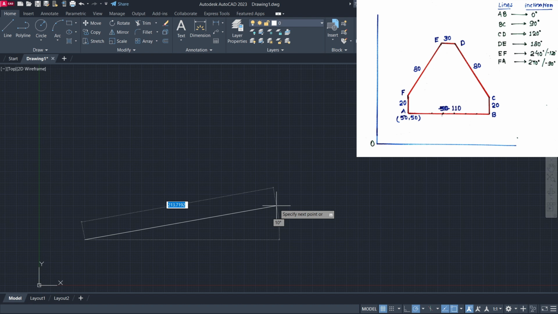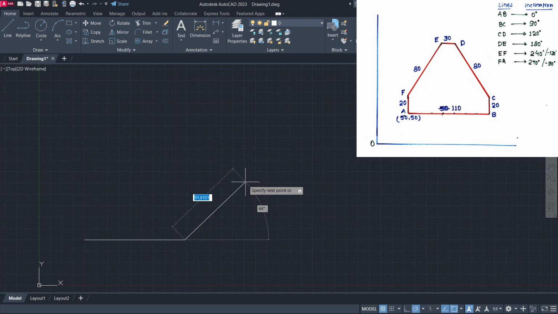And now for the second point, we have at the rate, the distance is 110, and the angle. For the angle, shift and this sign, angle is 0 degree. So enter 0 degree angle. And now we have for the third point, at the rate 20 and this sign, and then 90, enter. So you can see the third point has been defined. And now for the fourth point or the D, we have at the rate 80, this angle sign, and 120 degree, enter.